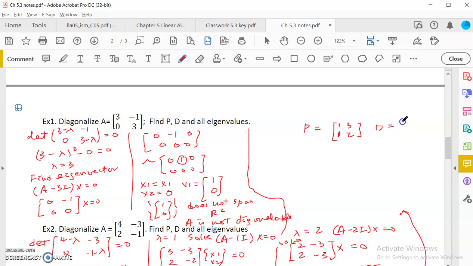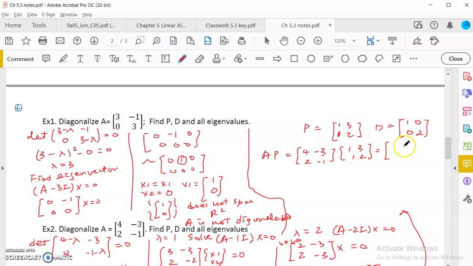Our D would be the diagonal matrix of the eigenvalues 1 and 2: 1, 0, 0, 2. So let's check AP. AP is 4, negative 3, 2, negative 1, times P, which is 1, 3, 1, 2. This is the one that is harder to multiply.